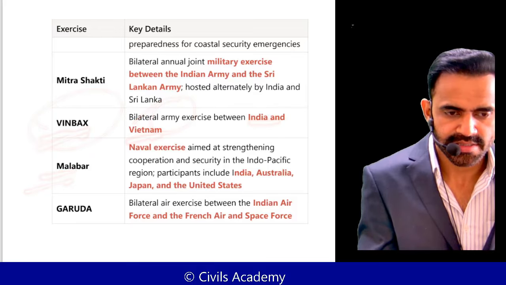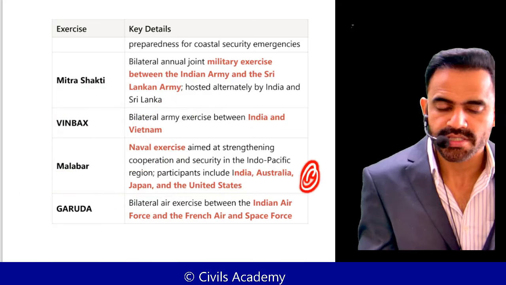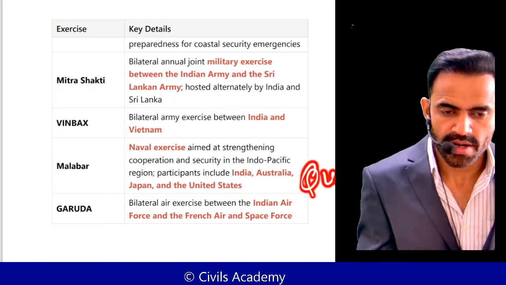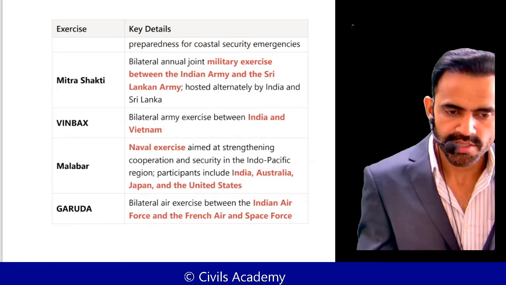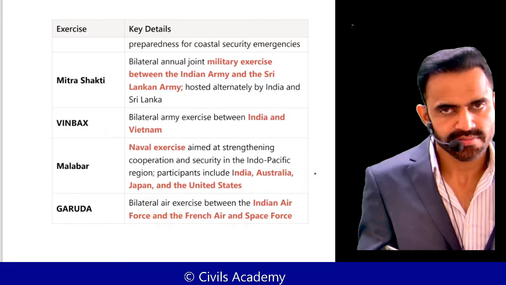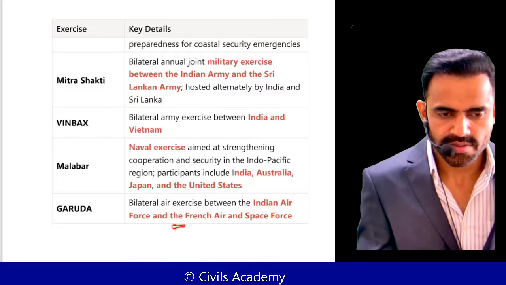And there is Malabar, which is between four countries, a naval exercise. Which four countries? These are part of the Quad. What is Quad? Quadrilateral Security Dialogue: India, Australia, Japan, and USA. And then there is Garud. Garud is a bilateral air exercise. By name itself, Garud, that is between India and France.